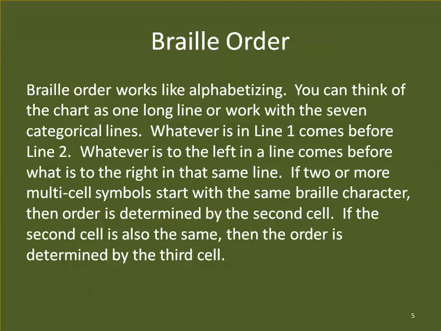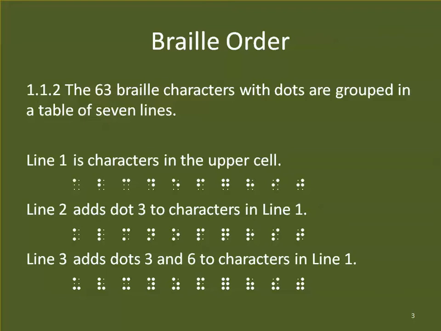Braille order works just like alphabetizing. You can think of the chart as one long line or work with the 7 categorical lines. So whatever is in line 1 comes before line 2. Let's go back a couple screens. So if a character starts with, say, P, that's going to come before something that starts with C. Again, that to us is just plain alphabetizing, but it plays into this whole concept of Braille order as well.